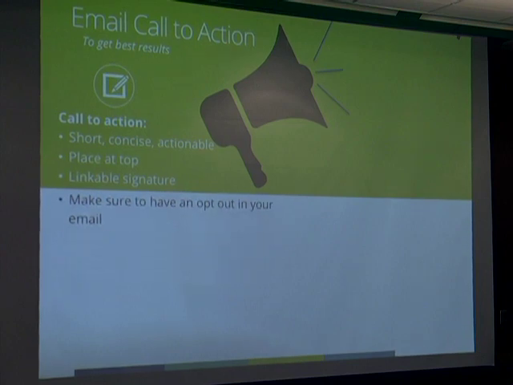Make sure that you have an opt-out in your email. And if they do opt out, make sure that you're responding in a timely manner to get them off the list. That's good email ethics. So make sure that you have an opt-out in every email that you send. Also make sure that you have your physical address in your email. It's usually included at the bottom in the footer, but it's something you should be putting in your email.